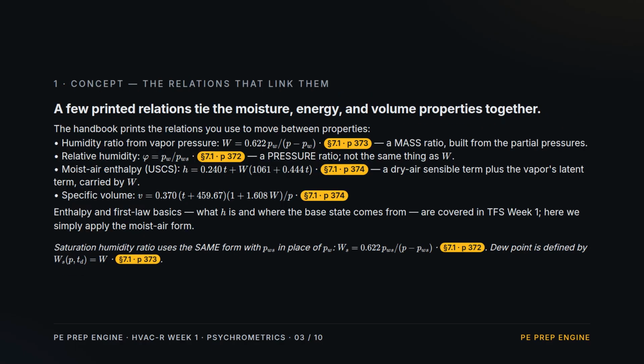Concept 2. The relations. Humidity ratio comes from the vapor's partial pressure, a mass ratio. Relative humidity is a different animal: vapor pressure over saturation pressure, a pressure ratio, not a mass ratio. Enthalpy adds a dry air sensible term to the vapor's latent term carried by the humidity ratio. Specific volume follows from the gas law. For enthalpy and first law basics, see TFS Week 1. Here we just apply the moist air form.